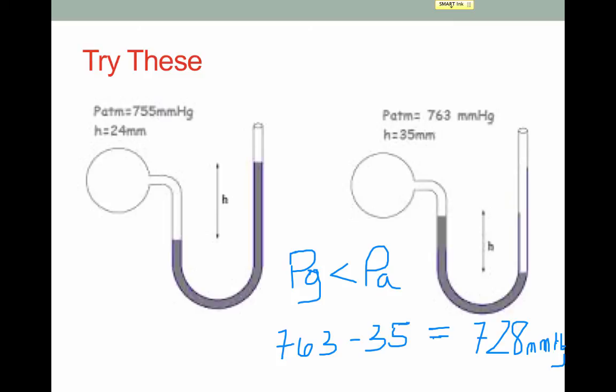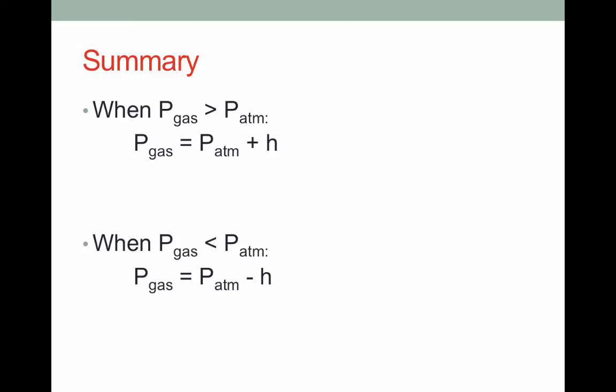Welcome back. You should first notice in this case that gas pressure is less than atmospheric pressure because it's pushing on the mercury less than the atmosphere. In cases where gas pressure is less than atmospheric pressure, we subtract the value of H. In this case, we ended up with 728 millimeters of mercury. So to summarize, when the gas pressure is greater than the atmospheric pressure, we can calculate the gas pressure by adding the value of H to the atmospheric pressure. When gas pressure is less than atmospheric pressure, we can calculate gas pressure by subtracting the value of H from the atmospheric pressure. Again, the value of H is the difference in the mercury heights in the manometer.